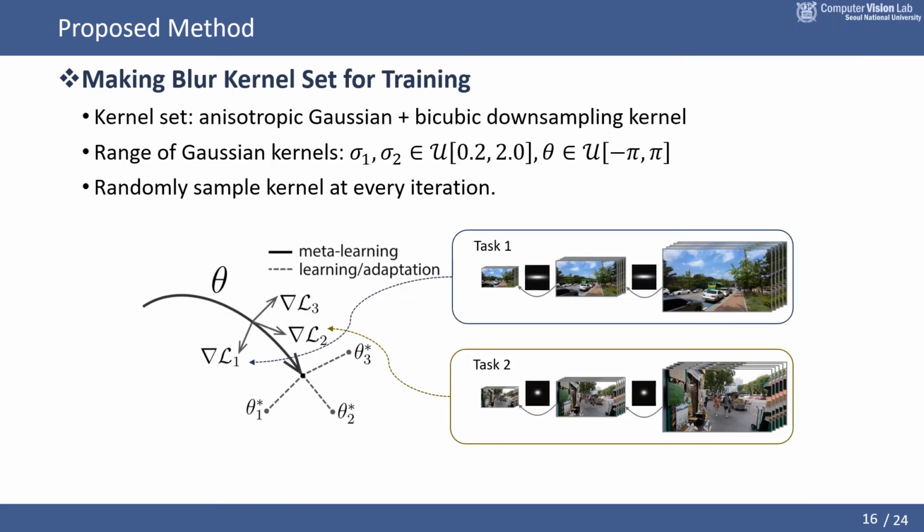For the experiment, we use various synthetic downscaling kernels to train the framework. We set the range of kernels as the combination of anisotropic Gaussian and the bicubic downsampling kernel. When training, the kernel is randomly sampled for every iteration to enable the model to adapt to various types of degradations.